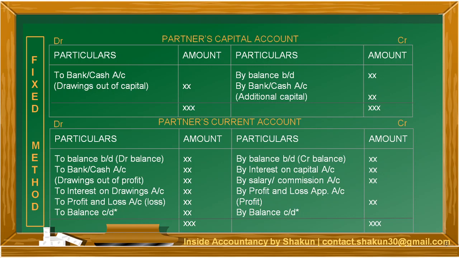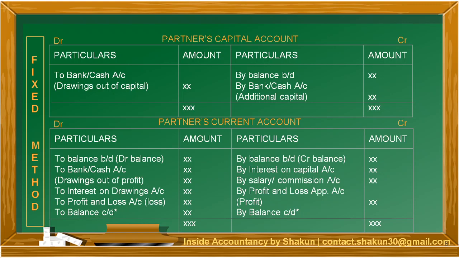The partner's current account, on the other hand, fluctuates. It may have a DR balance or a CR balance as the opening balance, which will be shown on the DR or CR side respectively. The drawings out of profit, the interest on drawings, the profit and loss account loss are shown on the debit side. Interest on capital, salary, commission and P&L appropriation profit is shown on the credit side.